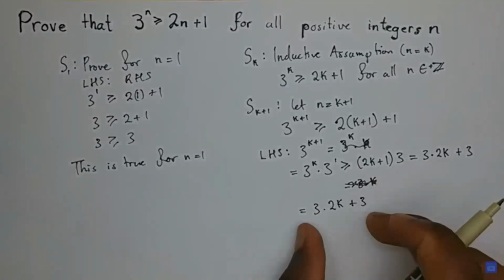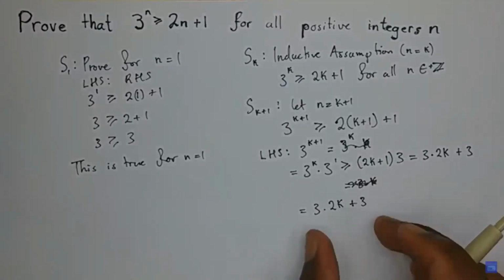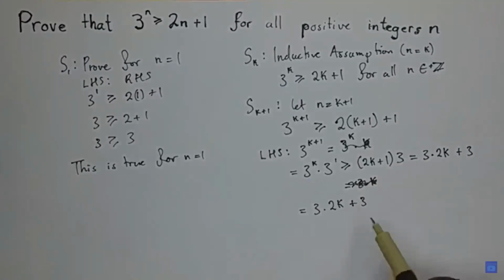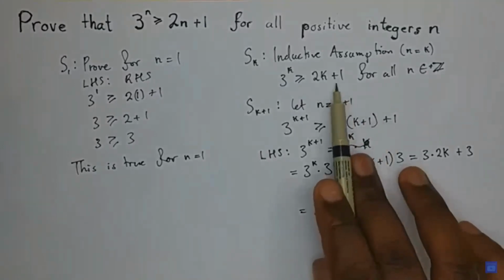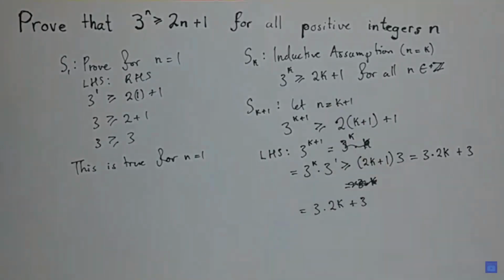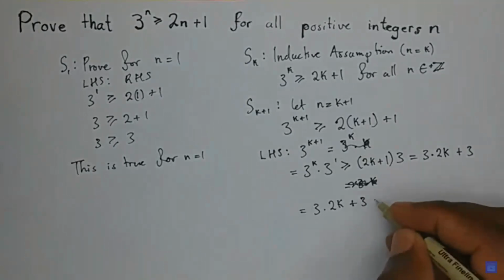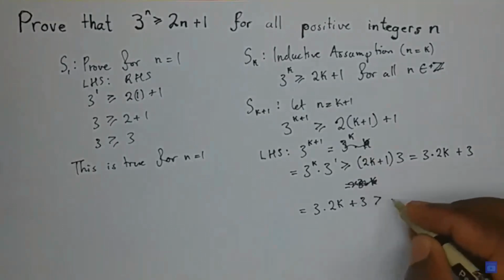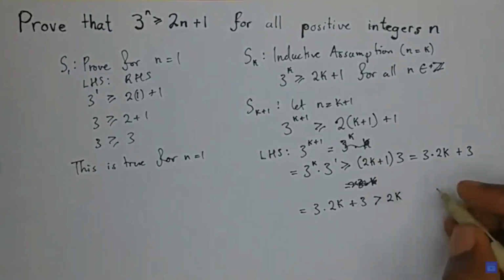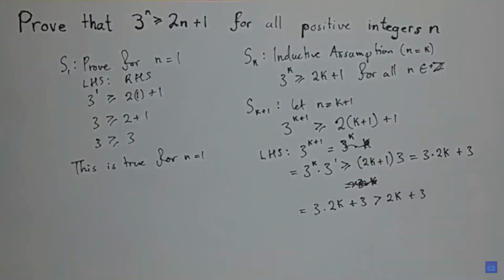Now, if you remember very well, this statement must be greater than this. So why is it greater than this? Simply because we have the 2k here. So we're going to say this whole statement is greater than 2k plus 3.